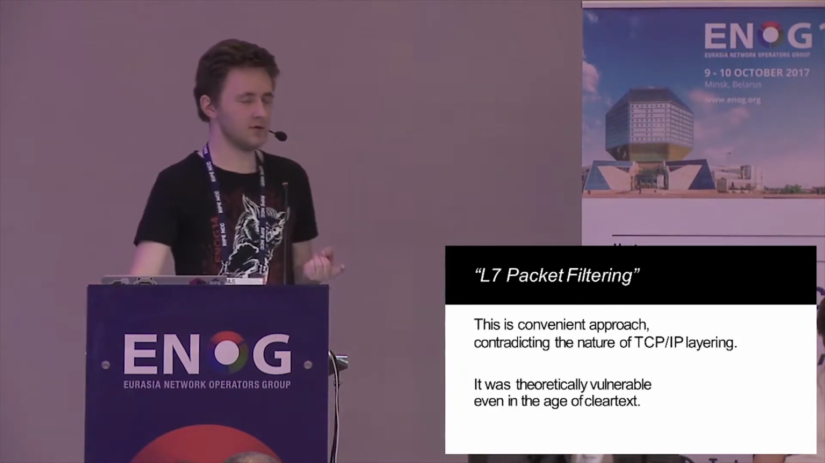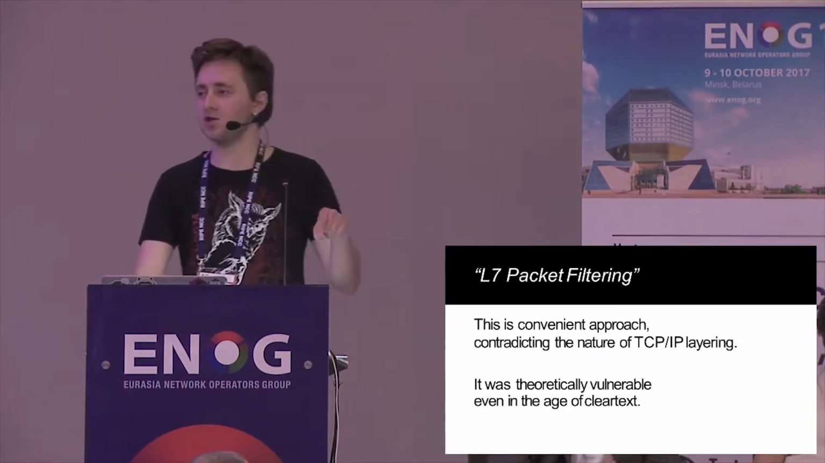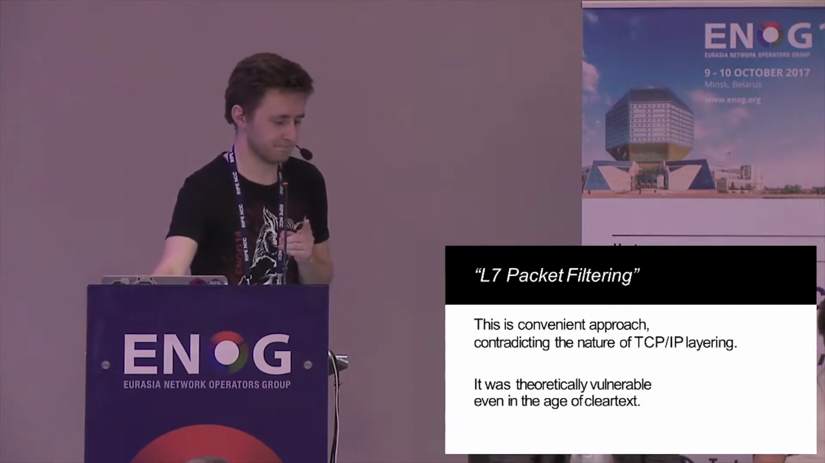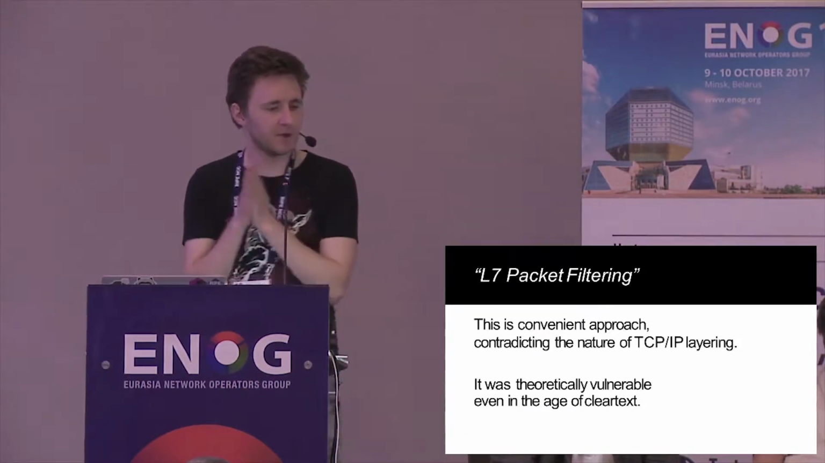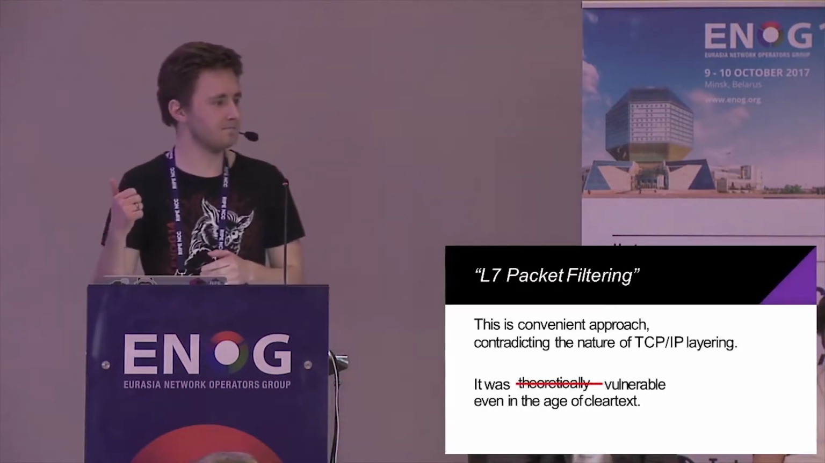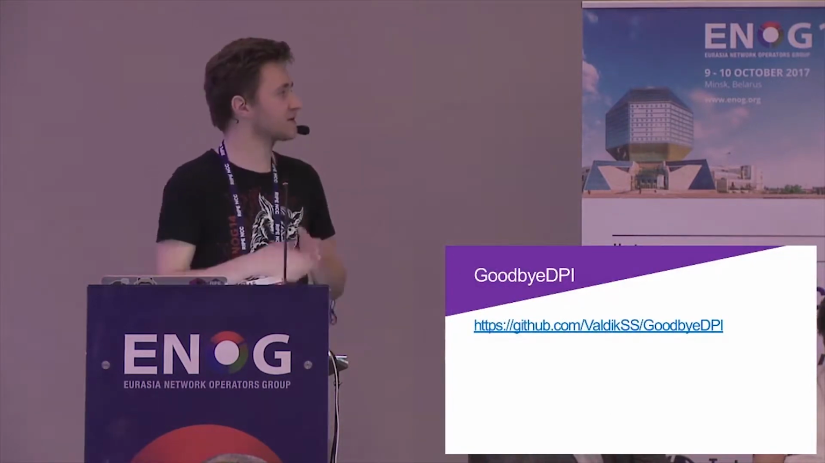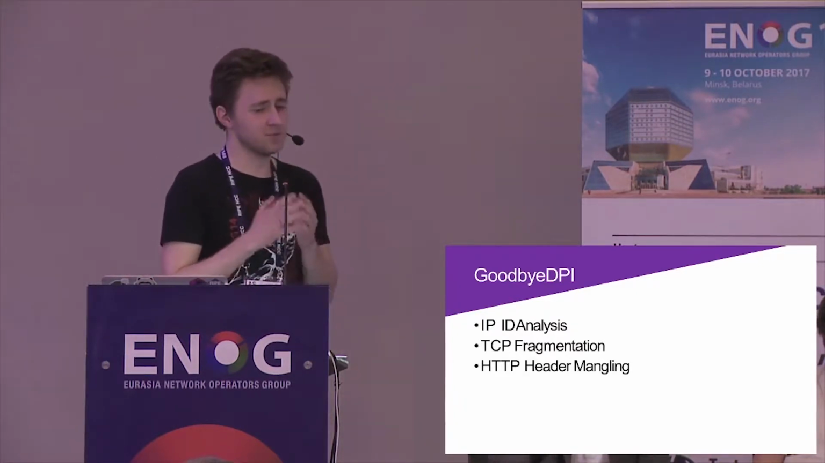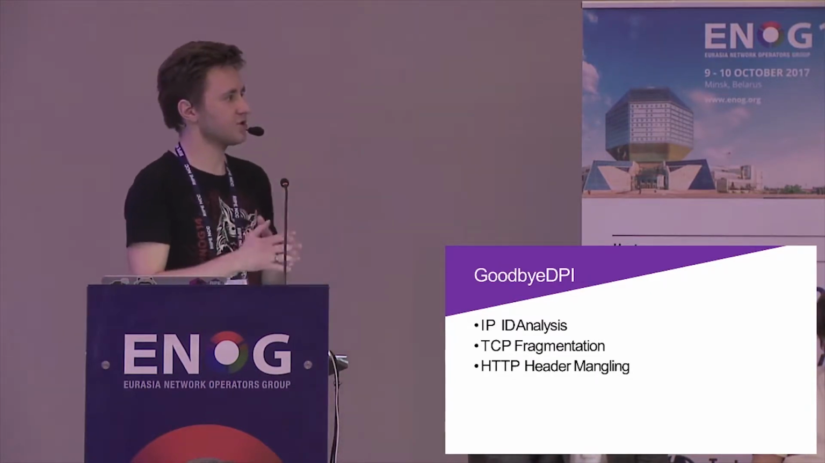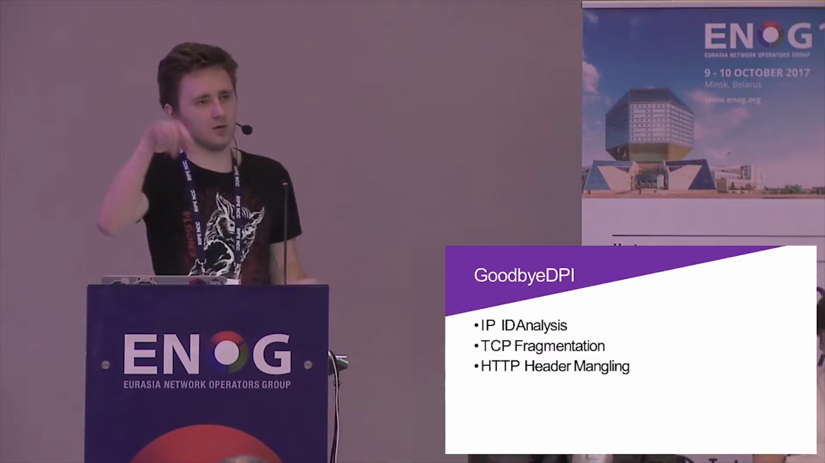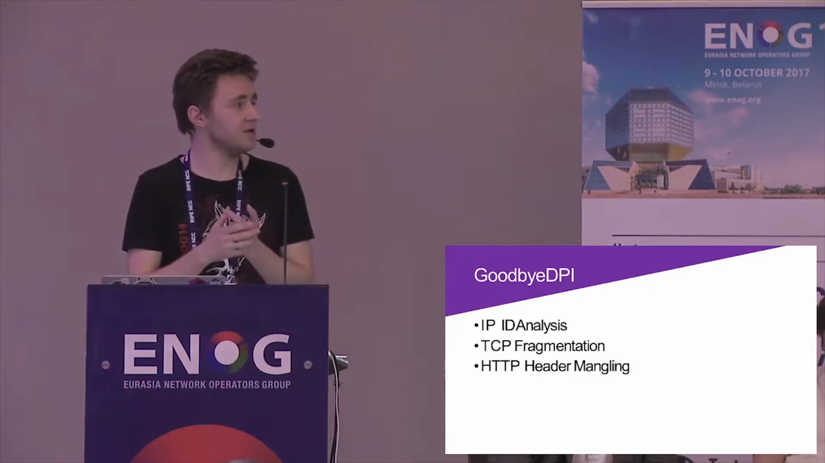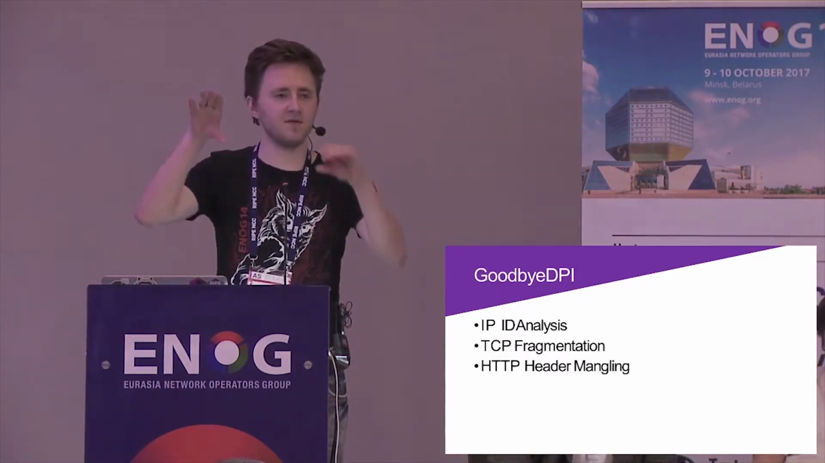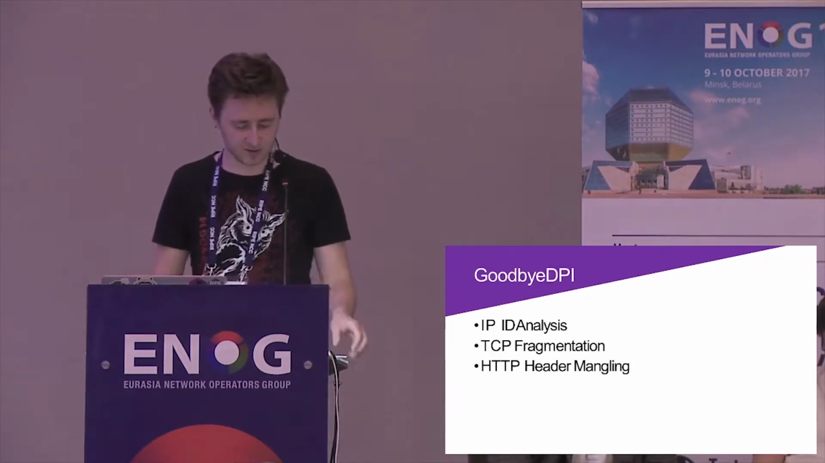Thus, ignoring the layering of the network makes the solution vulnerable, and it was more vulnerable at the times when everything was sent in the internet in clear text. 3 months ago, on GitHub, there was a repository called GoodbyeDPI. It used a number of primitive, but very smart and simple techniques, like analysis of the identification field, TCP fragmentation, and certain HTTP header handling, like casing, and so on.